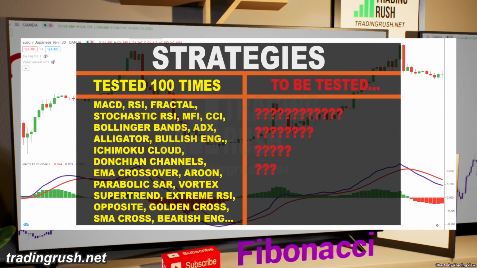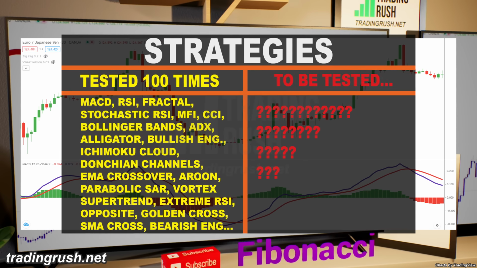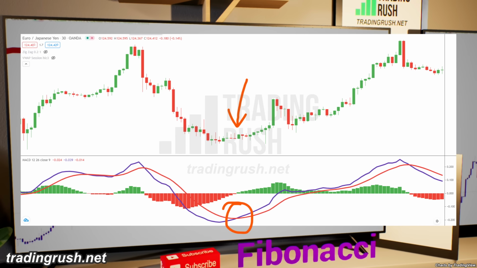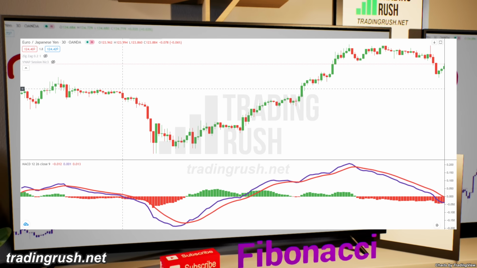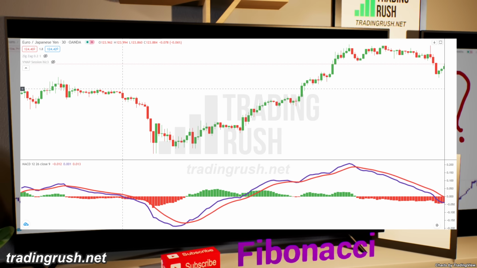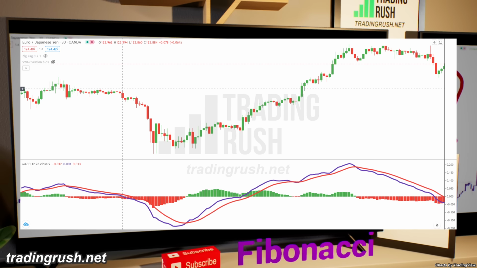In the other trading strategies I have tested 100 times on the Trading Rush channel, I took trades by looking at the indicators and not the price itself. And since non-repainting indicators look exactly the same on live markets and while backtesting, the backtesting data was unbiased.